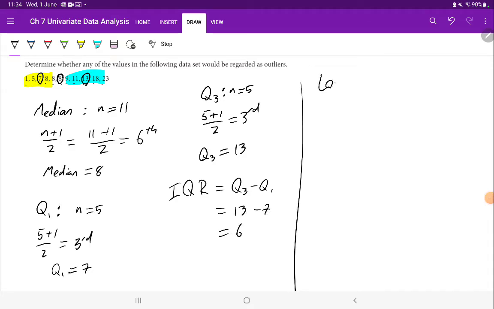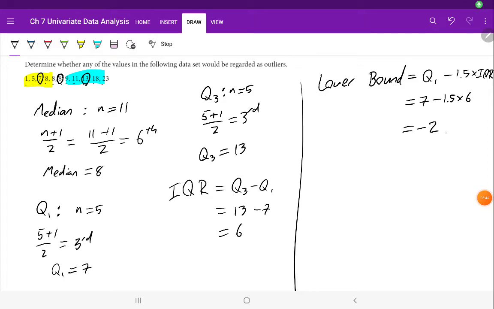The lower bound, meaning any number smaller than this is too small, is equal to Q1 minus 1.5 times IQR. And we know both Q1 and IQR. Q1 we worked out to be 7, 1.5 times 6. And this is equal to negative 0.5. My apologies, negative 2. So it means any numbers smaller than negative 2 are outliers. So what's our smallest number in our data set? Well, our smallest number in our data set is actually this one here. And this one is actually okay. Why? Because it is not smaller than negative 2. It's all good. It gets to stay.